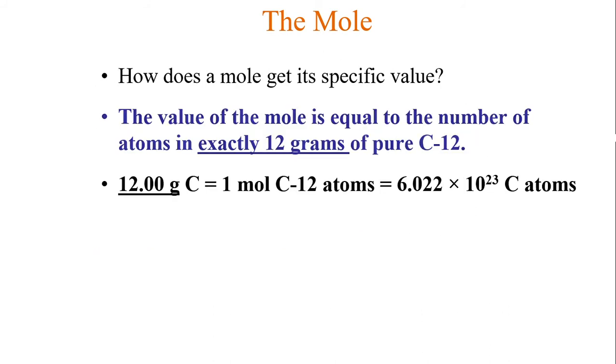Now, how did it get its value? Well, essentially, although there are several ways that Avogadro's number can be determined, what it is the number of atoms in exactly 12 grams of pure C12. In other words, 12.00 grams of C12 is 1 mole of C12 atoms. In other words, an Avogadro's number of carbon 12 atoms. That is where Avogadro's number takes its definition from.